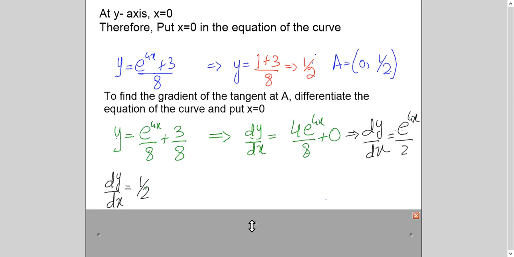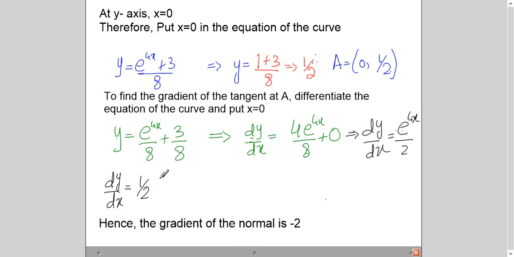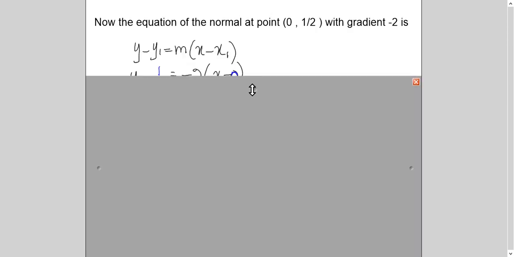So this is my gradient, this is my point. So I can find the equation of the normal. But remember, this is the gradient of the tangent, and the normal is perpendicular to it. So we will take the inverse of this. If you remember, the gradient of the tangent multiplied by the gradient of the normal equals minus 1. So if the gradient of the tangent is half, then what will be the gradient of the normal? It will be minus 2. So you can do it with the help of the equation, or you can simply take the inverse of it with opposite sign, right?